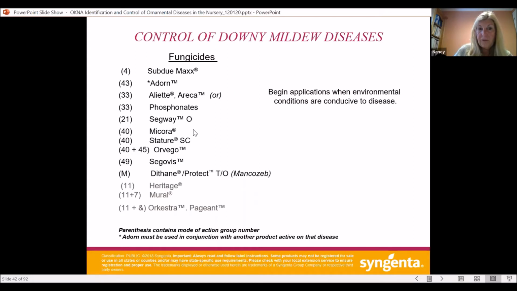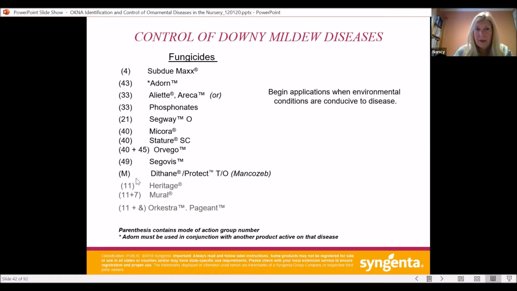You also have FRAC group 40 here. So there's a number of products in FRAC group 40. These products tend to have translaminar activity. So they bind and then they move down into the tissue, helping to control the downy mildew that way. And then one of the newest products on the market is Segovis. That is a systemic fungicide from a totally new FRAC group that we've not had before. So that offers very nice systemic control, but also a nice resistance management strategy with that FRAC group.